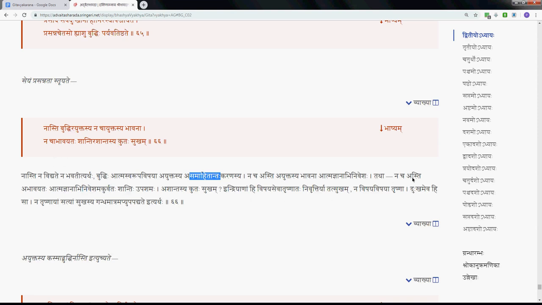And then bhavana, what is bhavana? Bhavetaha, atmajnana abhinivesham akurvataha. So what is the bhavana here? Bhavana is atmajnana abhinivesha. So he is talking about bhavana as in atma. So this bhavana is nididhyasana rupa. This bhavana is nididhyasana. And the nididhyasana is possible only when there is shravana manana siddhi. So it is talking about that.